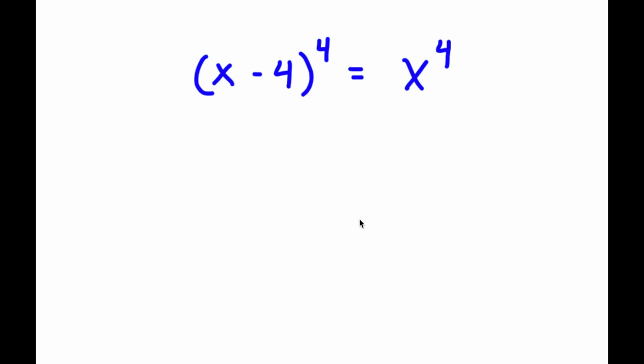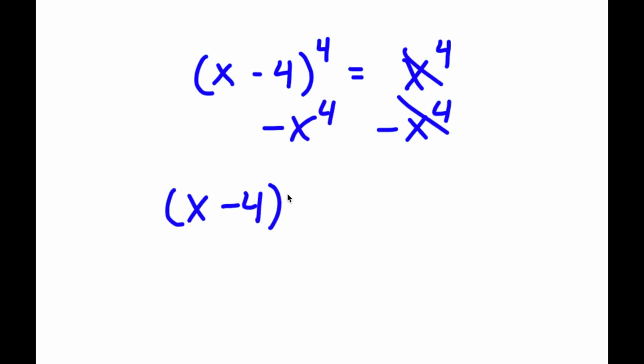Alright, so in this problem, I have (x - 4)^4 = x^4. To solve this, I'm going to start by subtracting x^4 on both sides. So then these two cancel out. Now I have (x - 4)^4 - x^4 = 0.